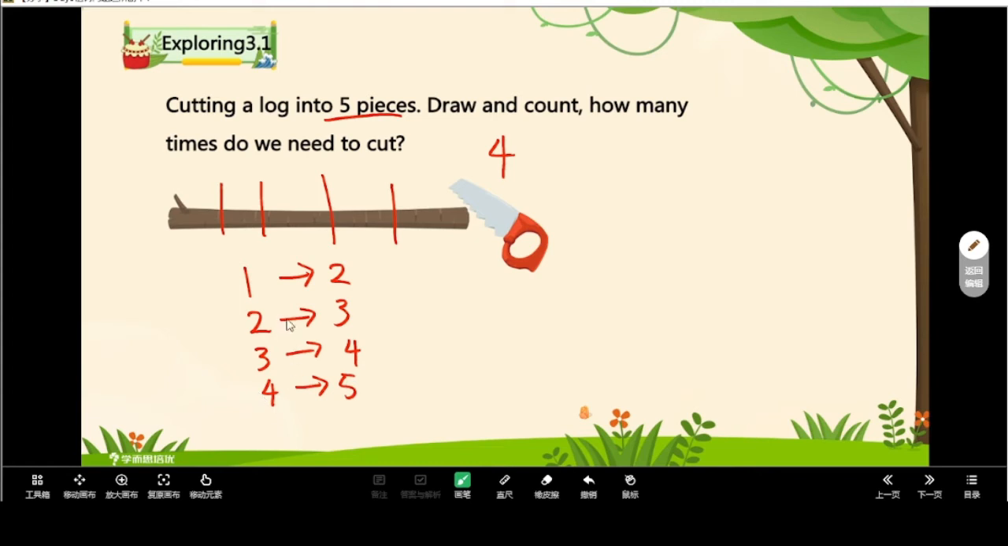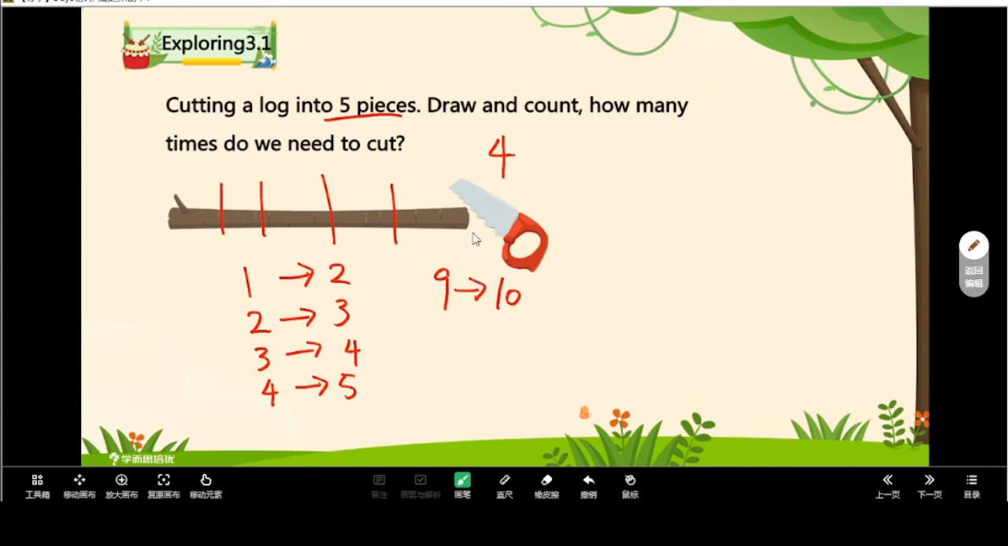What can you find out? Which one is smaller? Yes, the number of cuts is smaller and the number of pieces is more. So what is the relationship? If I need to get 10 pieces, how many cuts do I need to cut? I need to cut 9 cuts to get 10 pieces.